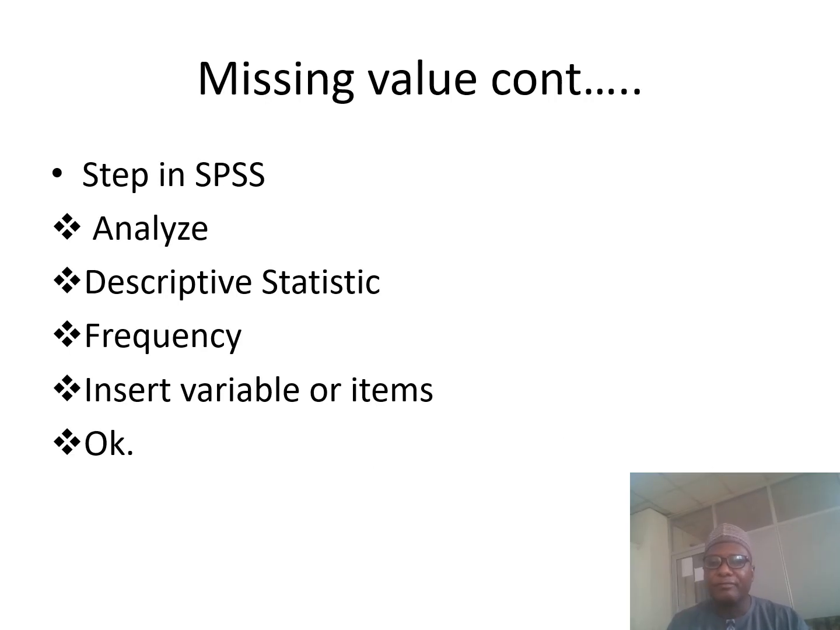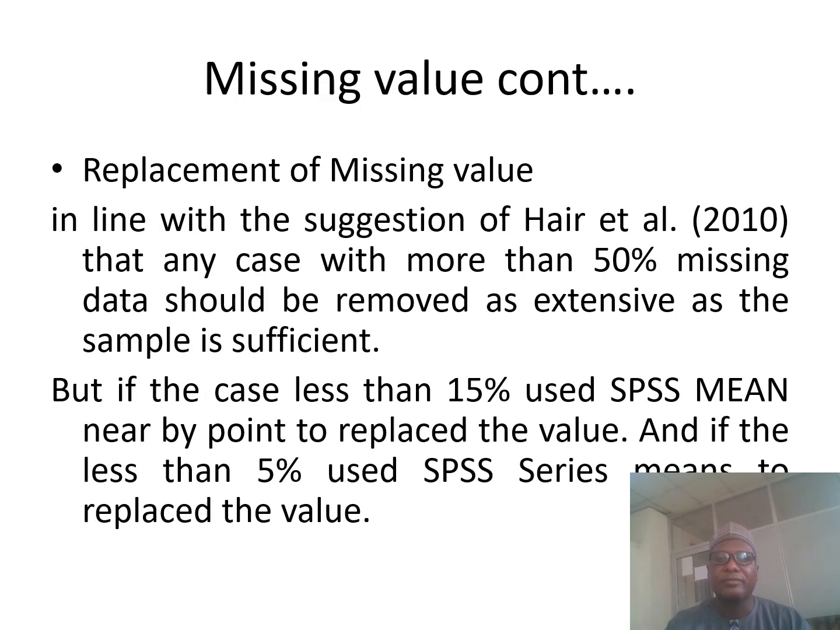So there are steps which you use in SPSS. For example, step one for the missing value is: Analyze, Descriptive Statistics, Frequencies, and insert the variable, then say okay. So these are the steps that you use to treat the missing value when it comes to analysis. If you come across missing values at many levels, it is not allowed for a researcher to use his hand to fill the missing value.